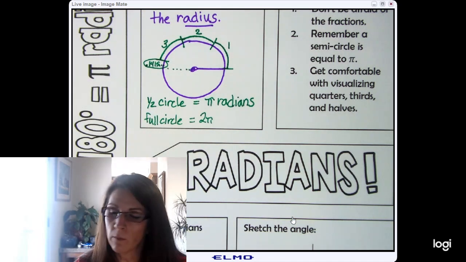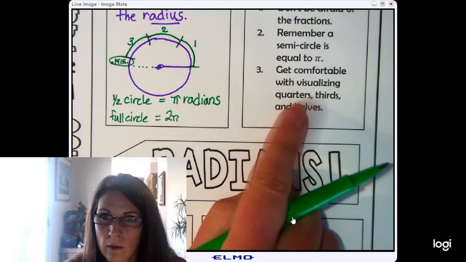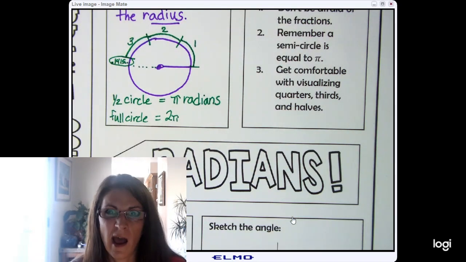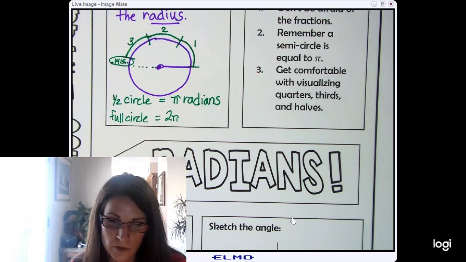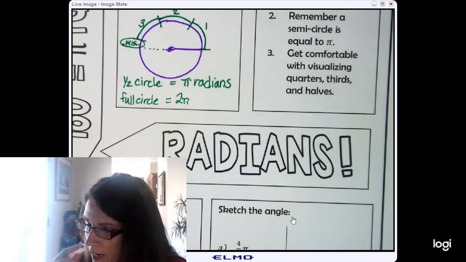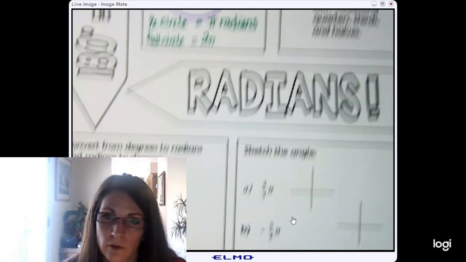Now, as we do a little bit more of this in the future, we'll get comfortable visualizing what half a circle, quarter circle, third of a circle looks like. But today we're just going to go back and forth between degrees and radians.